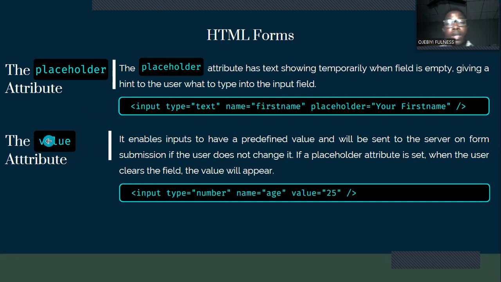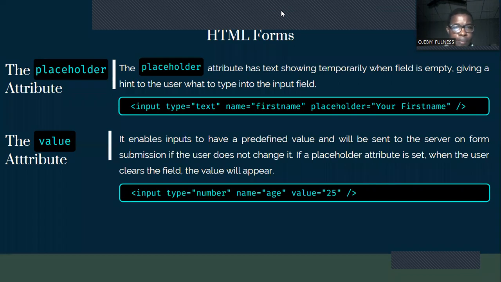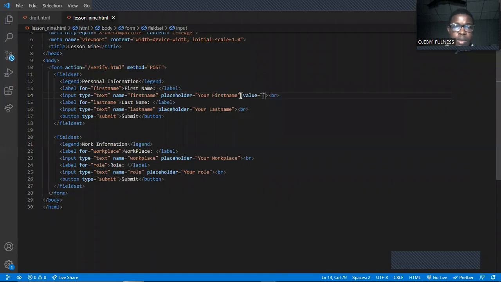So the value attribute is next. It enables inputs to have a predefined value and to be sent to the server on form submission if the user does not change it. If a placeholder attribute is set, then when the user clears the field, the placeholder will appear. So let's give a value equal to, okay. So let's just do this for now and then reload.